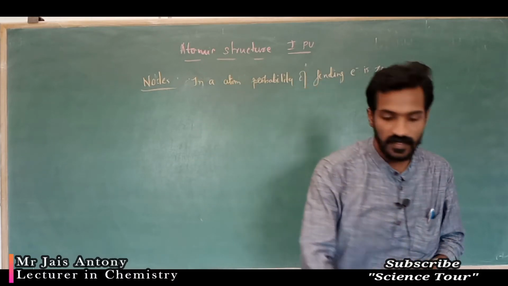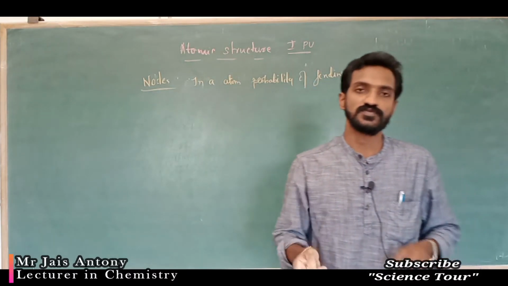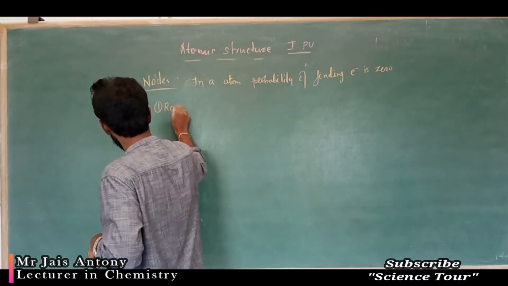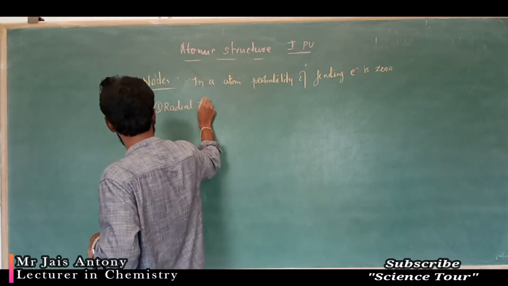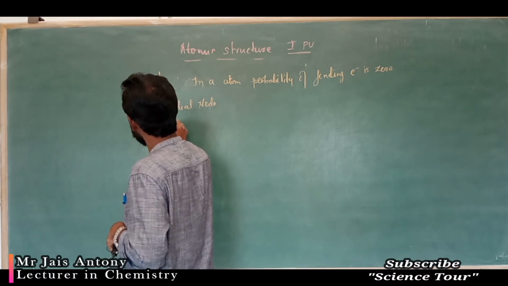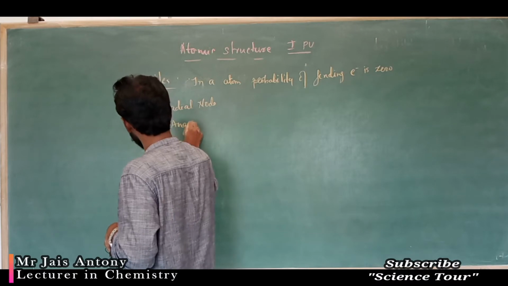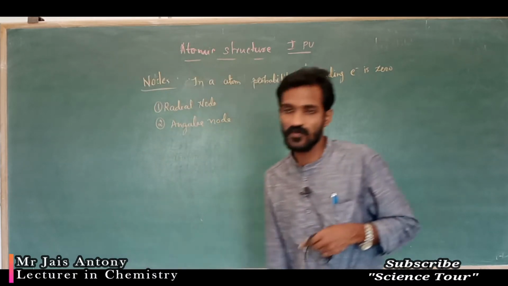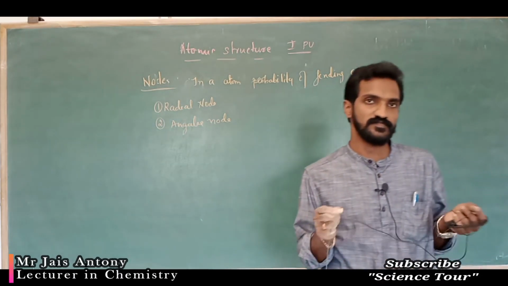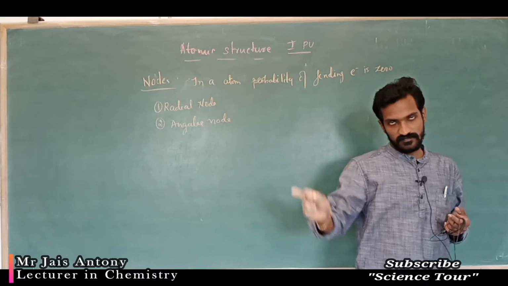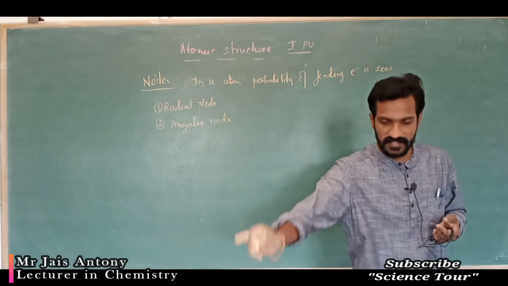Okay. My dear students, there are two types of nodes. One is a radial node. Second one is an angular node. What is a radial node? A radial node is actually a spherical node. Spherical, round in shape like this.